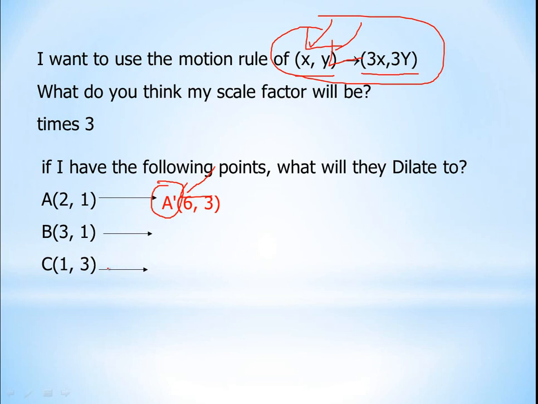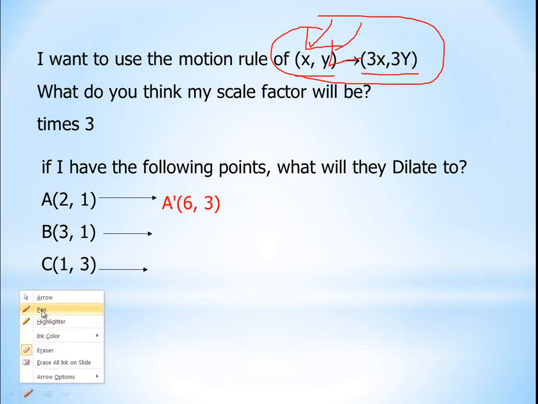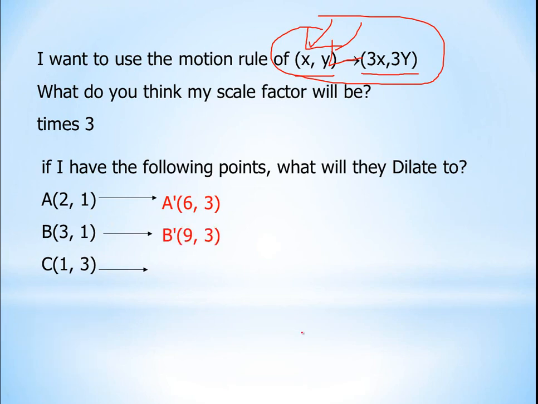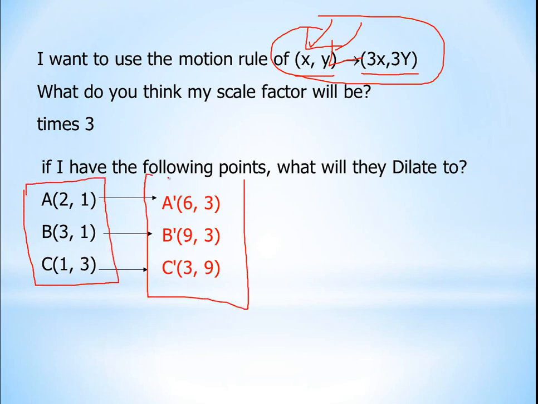That means we are calling it a new letter. We're keeping the same letter, but we want to make sure we know that it's a dilation. So that little tick sign is called a prime. So A prime would be 6, 3. Okay, what would B be? 9, 3. And then what would C be? 3, 9.